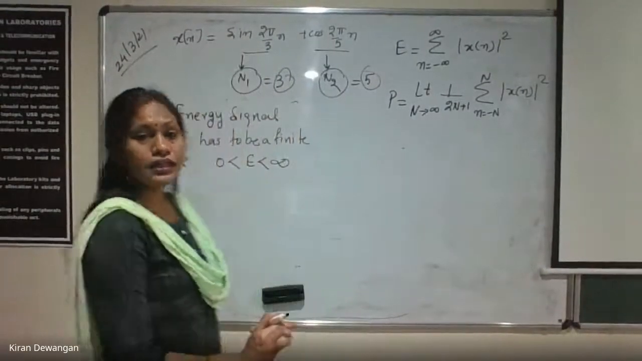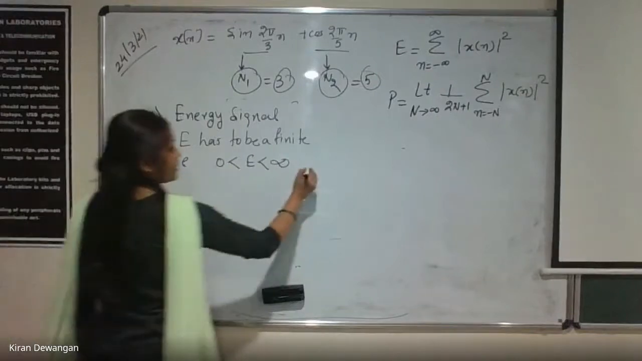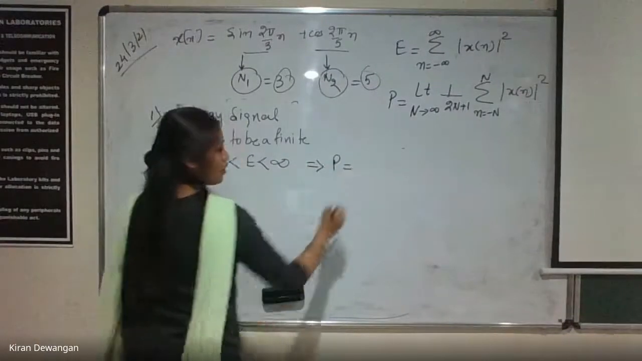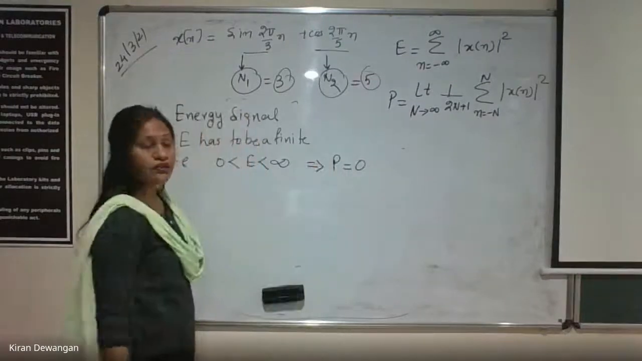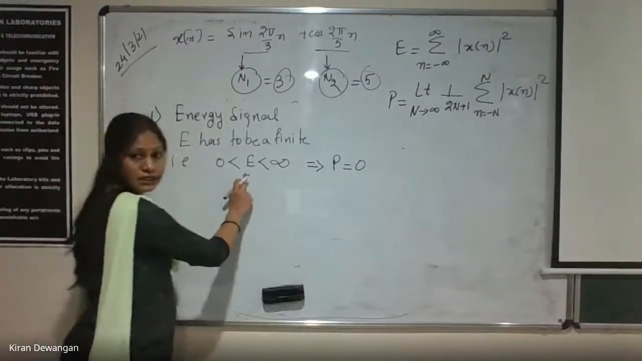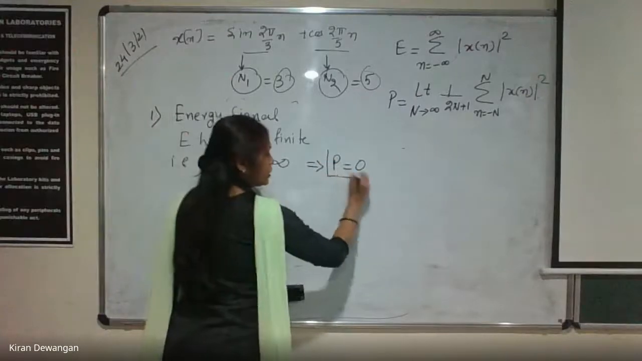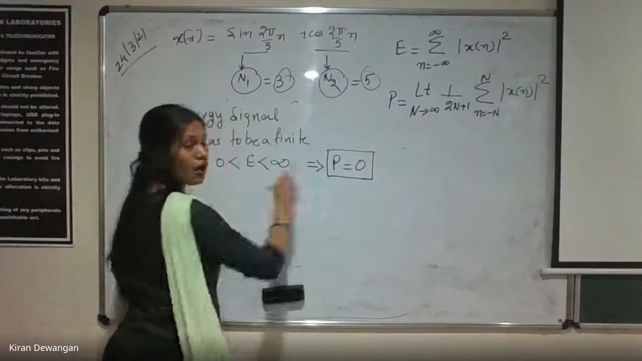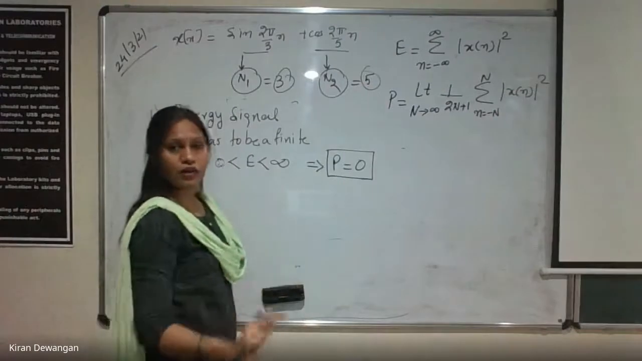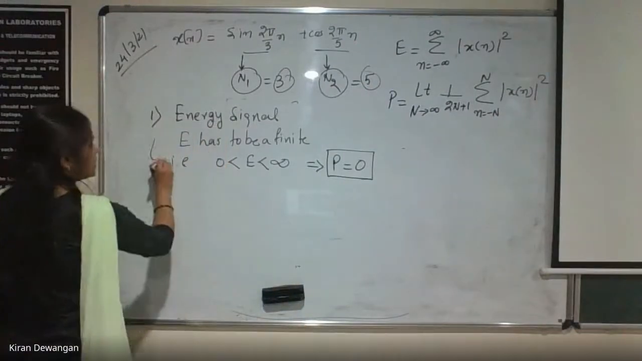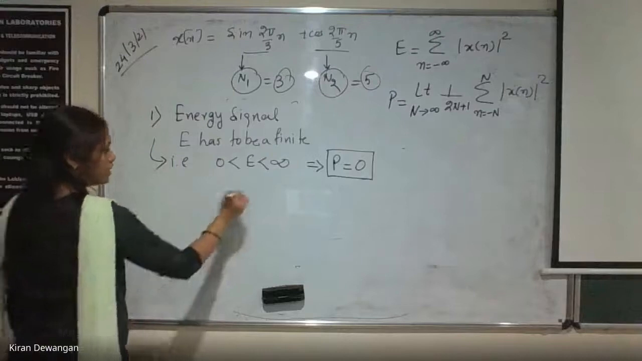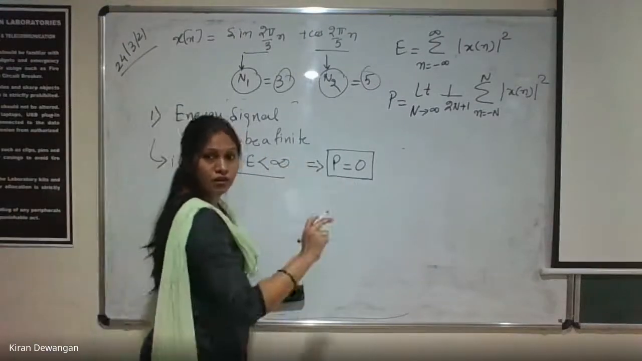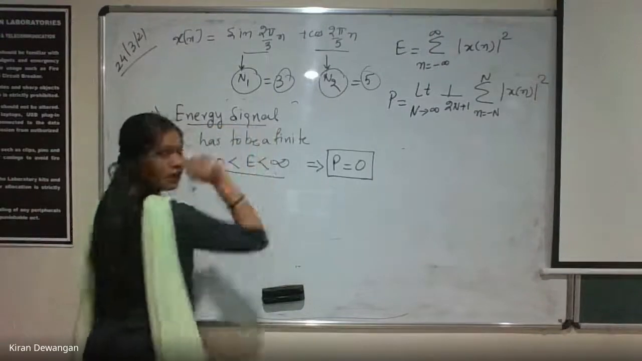Clear? Now in that case we have to check the power also. अब ये क्या बोल रहा है? पावर इसमें क्या होगा? 0 होगा. If we are saying that the signal is an energy signal, the important condition is power is 0 in that case. अगर energy signal होगा तो power will be 0. ठीक है? So we just need to know about this condition कि energy आपकी finite होनी चाहिए और power आपका 0 होना चाहिए for the signal to be an energy signal.